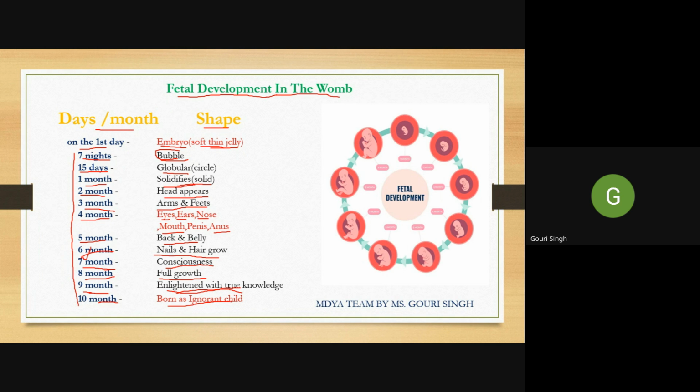But in 9 months, why is it written as enlightened with the true knowledge? Until 9 months he knows that I have got this path because I need to follow the path of sadhana and I need to achieve the supreme self. But whenever 10 months comes, he forgets all the things and is born as the ignorant child. The development of the child is written like this. I am just trying to help you understand why the 9 months is written as enlightened with the true knowledge and why the 10 months is written as born as an ignorant child.